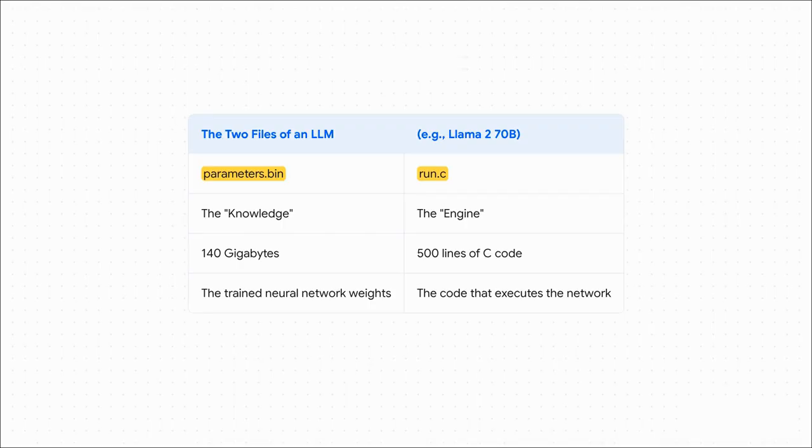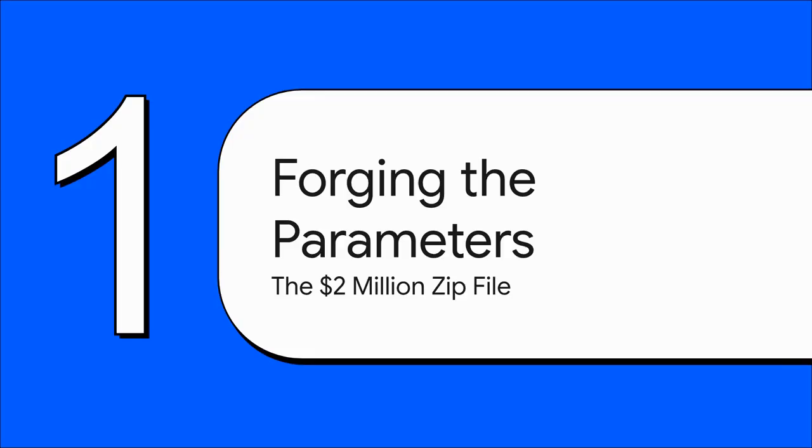Look at this contrast. On one hand, you have this absolutely enormous file, parameters.bin. For a big model, we're talking 140 gigabytes. This is basically the model's knowledge, all the patterns it learned. And on the other hand, you have run.c, the engine. It's just 500 lines of code. It's like having a brain the size of a whale and an instruction manual that fits on a single sheet of paper.